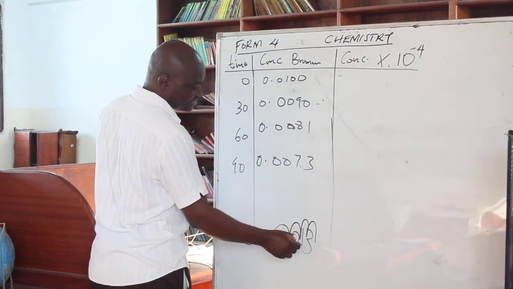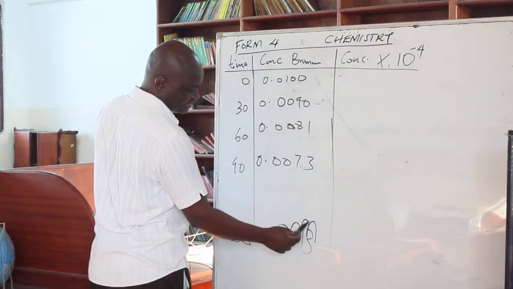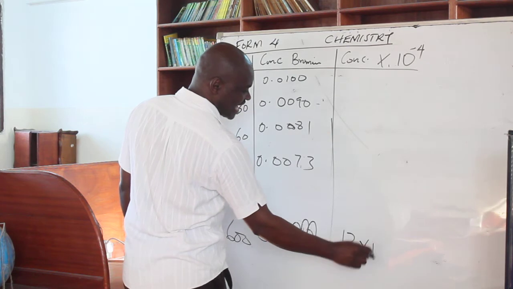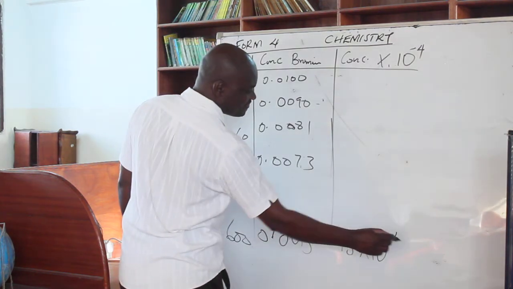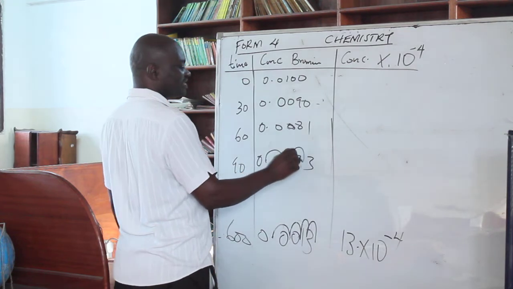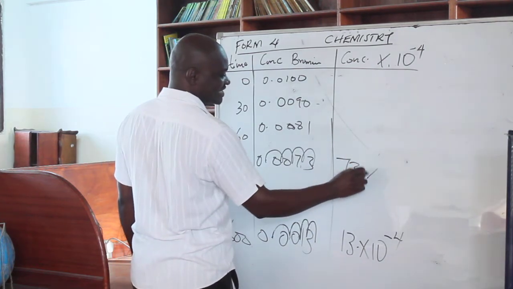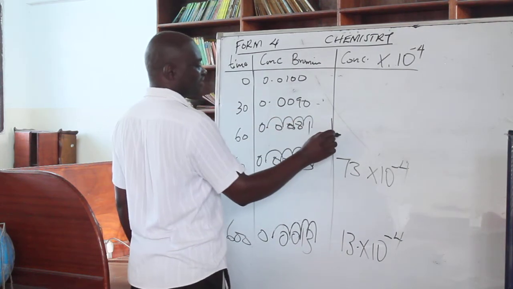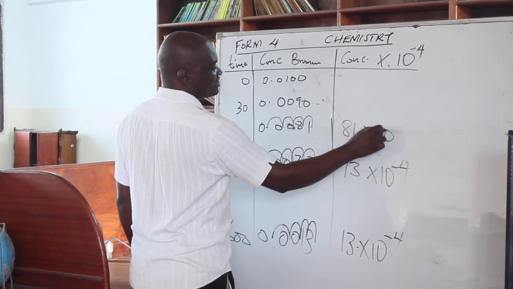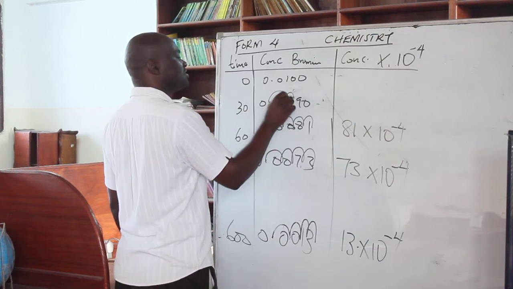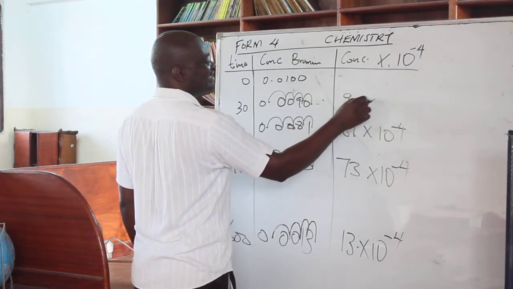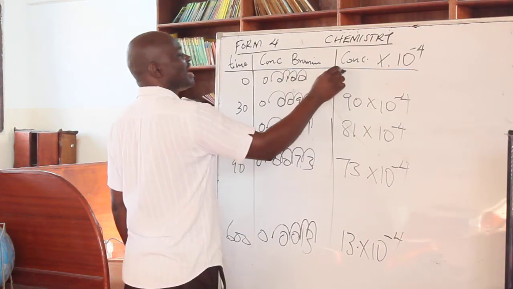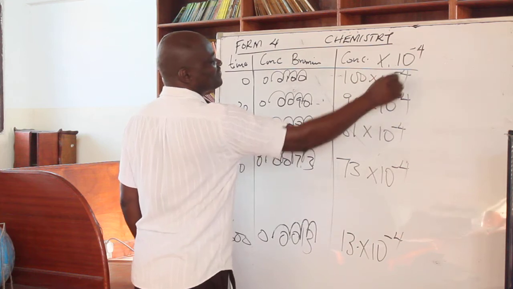So we have 1, 2, 3, 4. This one will give us 13 times 10 to power negative 4. We have 73 times 10 to negative 4. Then 81 times 10 to power negative 4. Then 90 times 10 to power negative 4. And 100 times 10 to power negative 4.